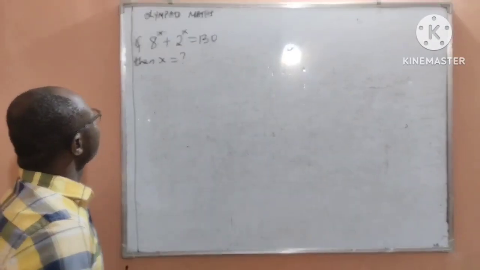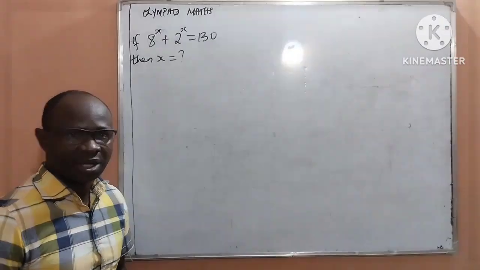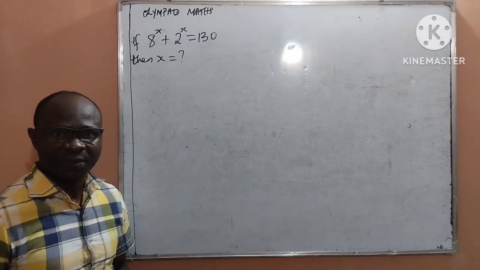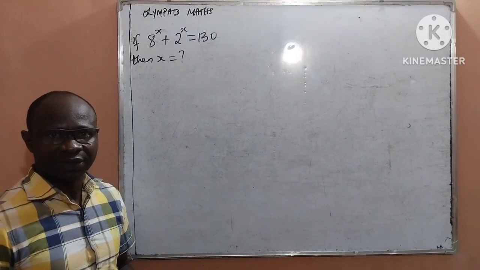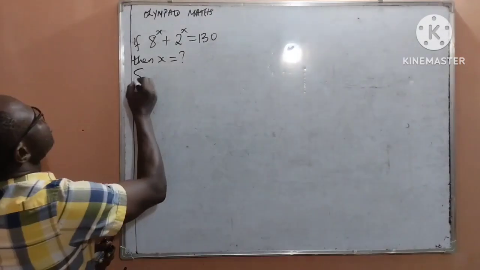Welcome friends, we have on the board an Olympiad math question. If 8 raised to the power x plus 2 raised to the power x is equal to 130, let us find the value of x. Okay, solution to this question.